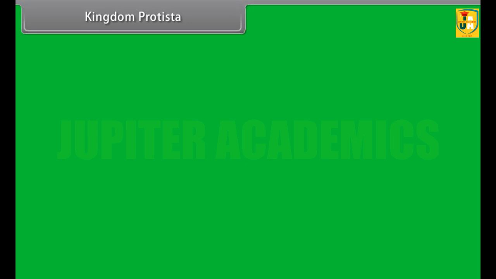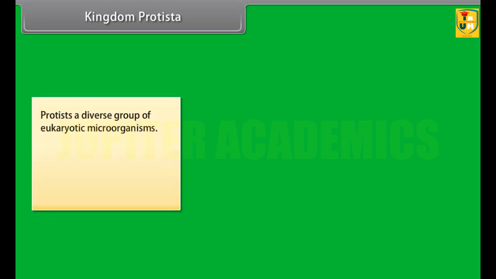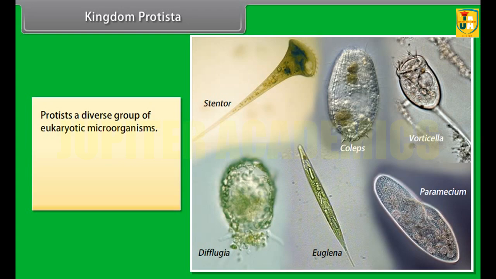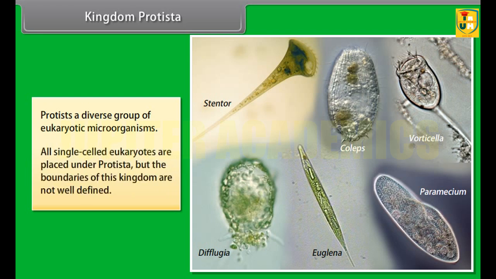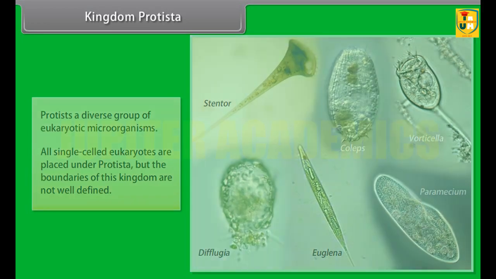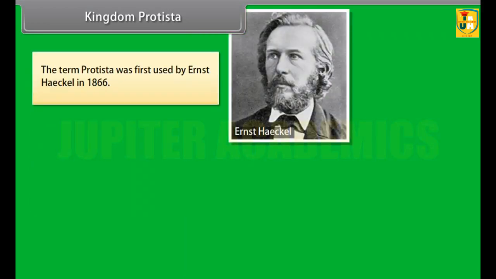Kingdom Protista. Protists, a diverse group of eukaryotic microorganisms. All single-celled eukaryotes are placed under Protista, but the boundaries of this kingdom are not well defined. The term Protista was first used by Ernst Haeckel in 1866.